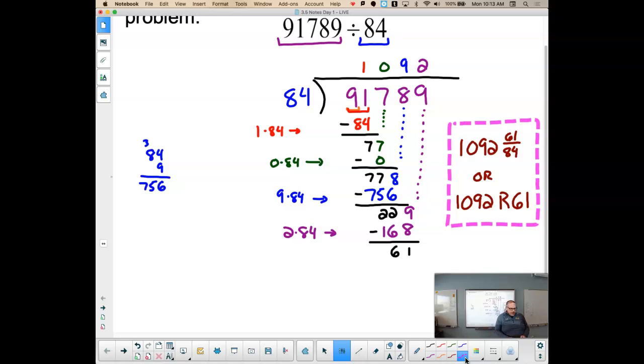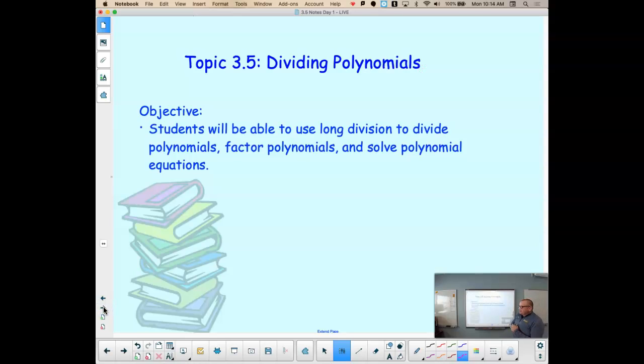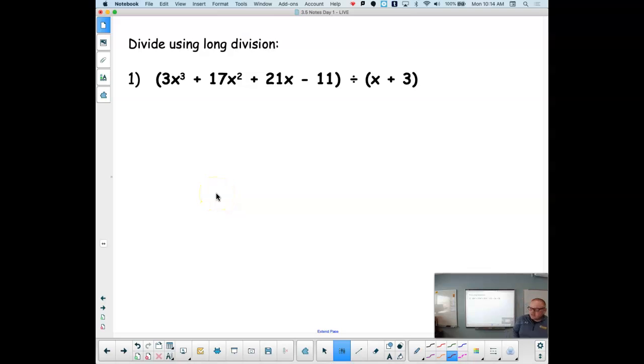Okay, because what we're going to be doing today is dividing out polynomials. And we are specifically today going to focus in on long division of that. We're going to do that exact same concept of what we just did, but with polynomials. So what it's going to look like is this. We're going to divide using long division.